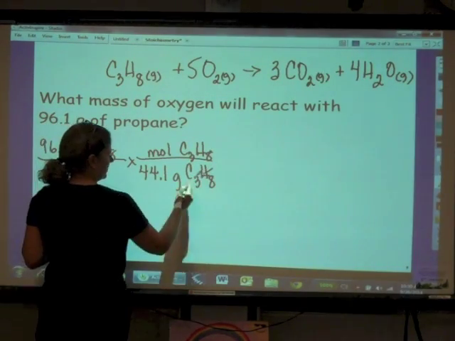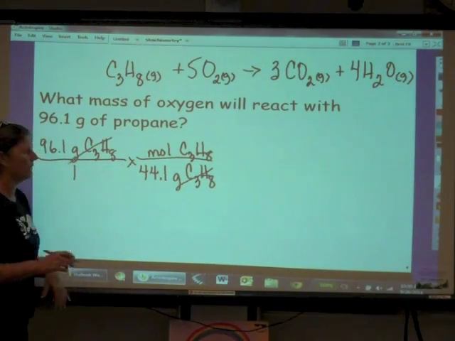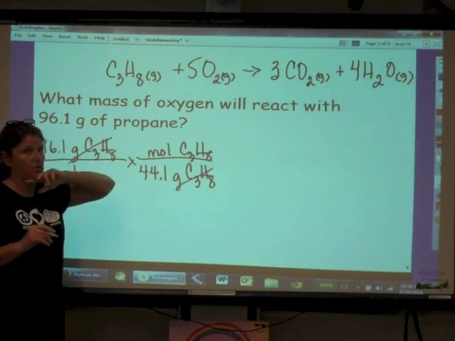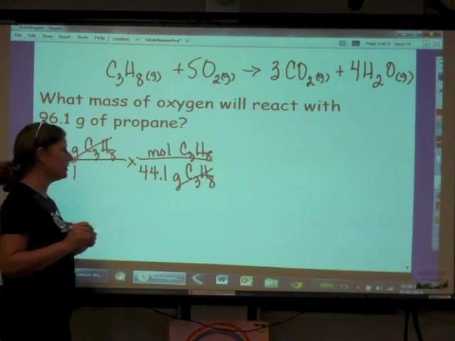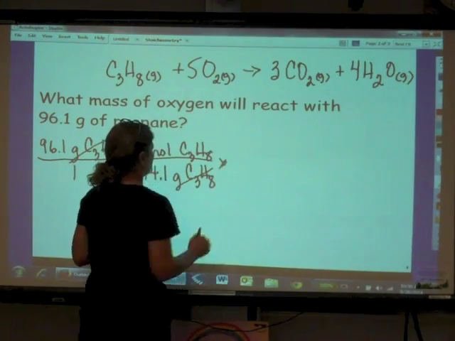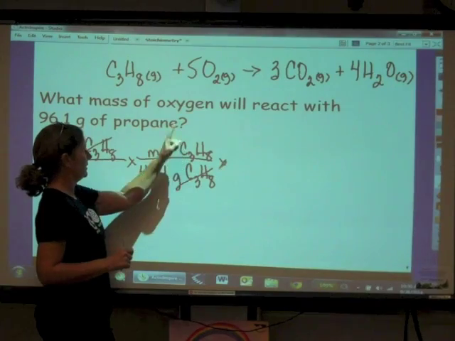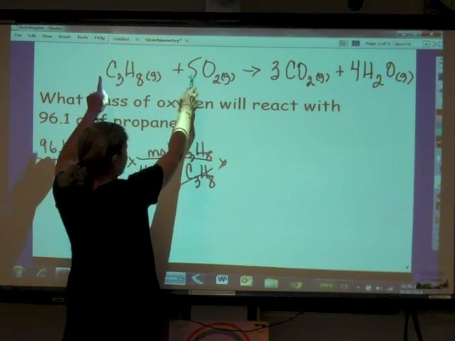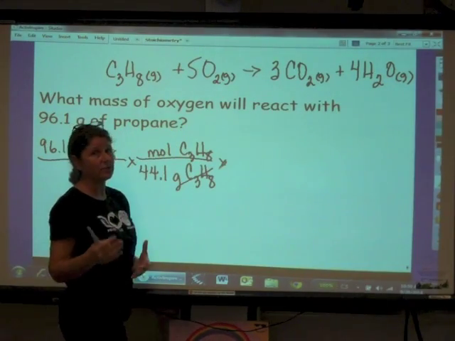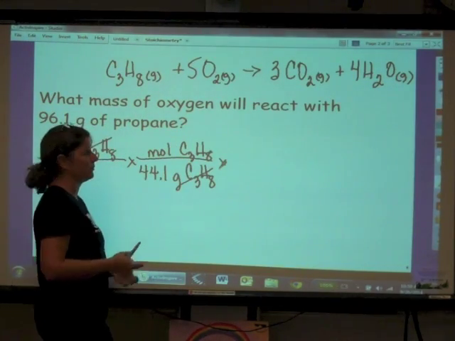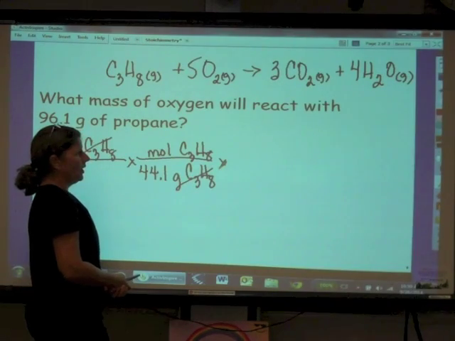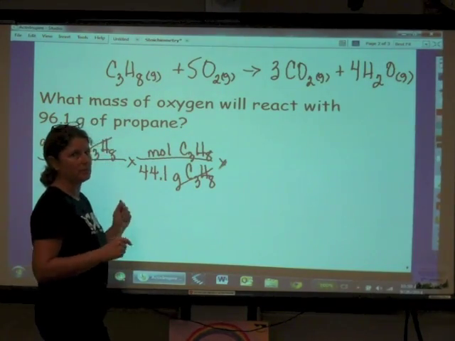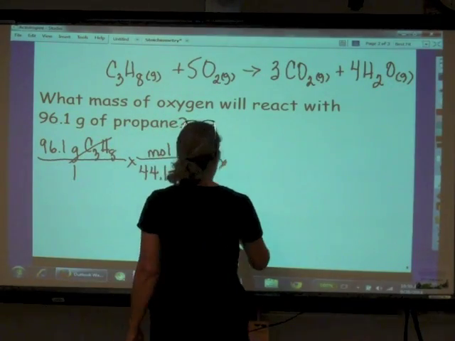Okay. I'm going to cancel my grams of propane. I'm done with that. I'm trying to get to grams of oxygen. Okay, the only way that I can relate propane and oxygen is via the coefficients in the balanced equation, because that tells me how many pieces are reacting with each other. So now I'm going to introduce you to a very important piece of this puzzle, and that is called the mole ratio.